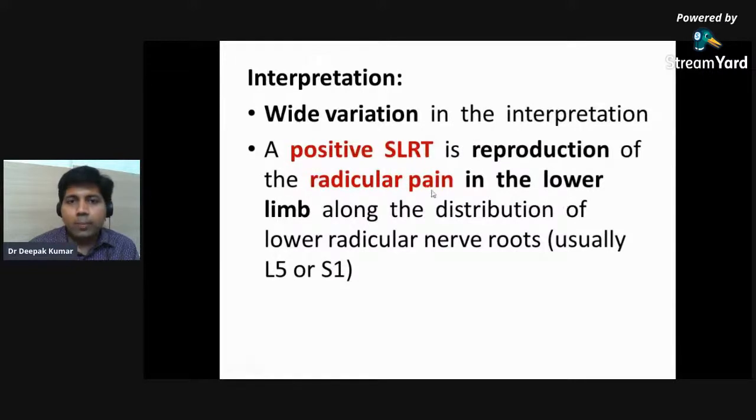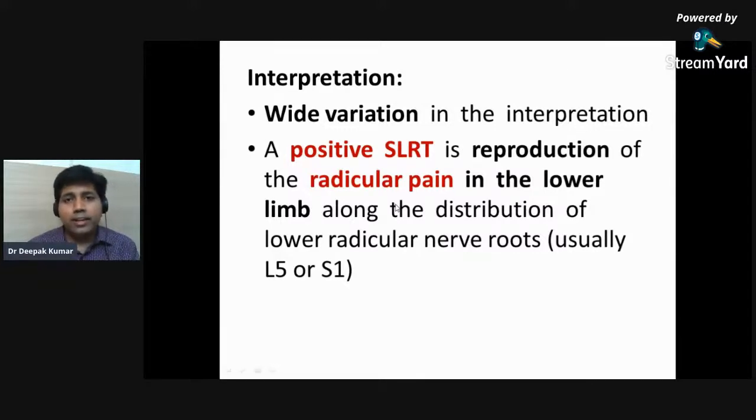unattended is the radicular pain. So you can't call any pain a positive. Okay, so I tried to flex his leg, there was pain, it was positive. No, it can't be any other pain than the radicular pain. Now, identifying the radicular pain. First thing is radicular pain is different from referred pain.